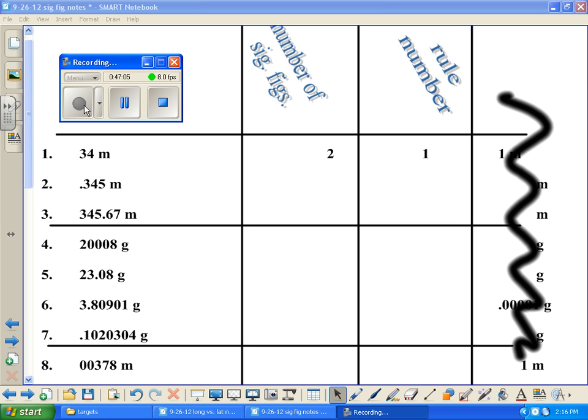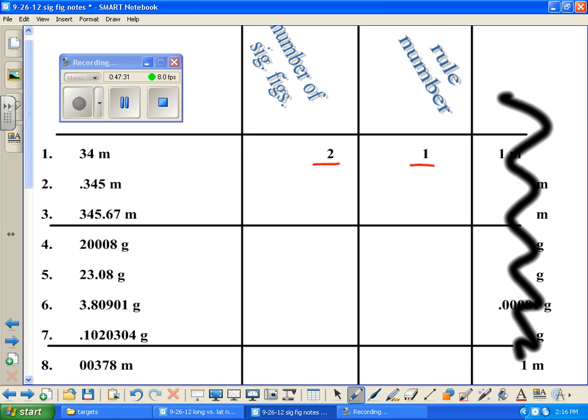Now, this is simply your chance to practice these. All right, and I've modeled the first one for you. The first number is 34. Josh, how many of those numbers are sig figs? Yeah, that's what I put the 2 there for, didn't I? Good job. And Josh, while we're on the roll, what rule did you just use? 1. Yeah, you're right.